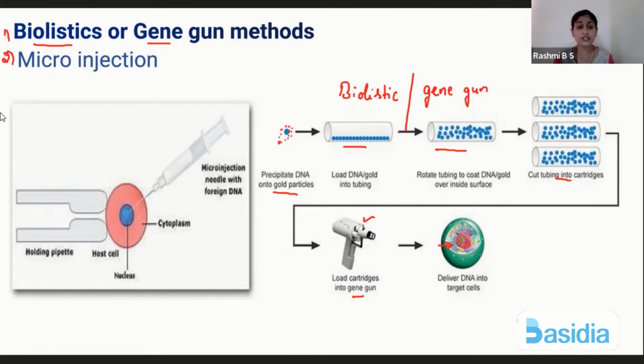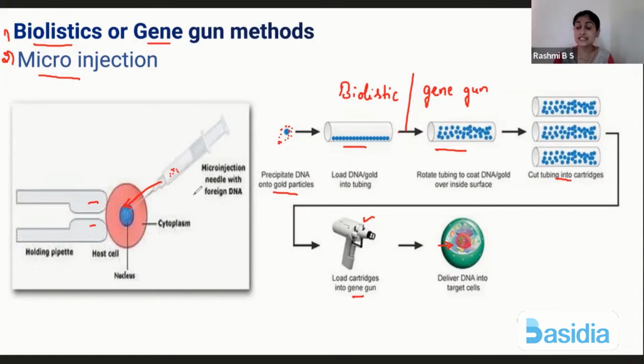Another method is micro injection. Here we take up the rDNA in a fine pipette syringe, and then we take a cell, hold the cell firmly using a pipette, and directly inject the rDNA into the cell with the help of a very fine needle. So this is one more physical method to deliver the rDNA into a host cell.